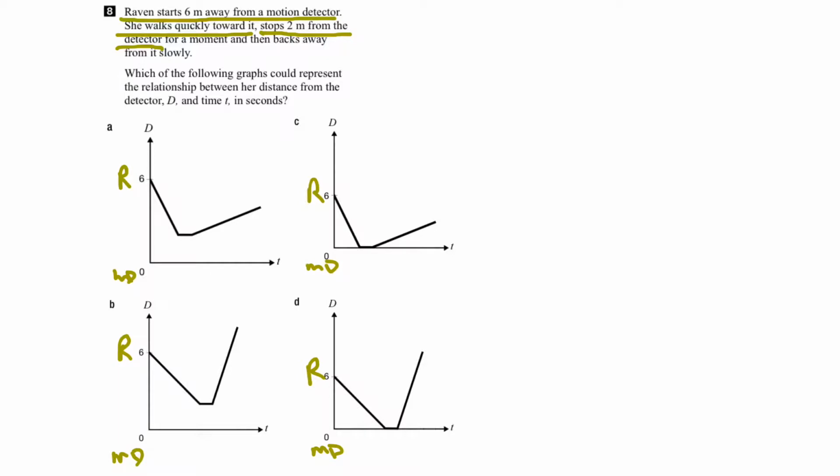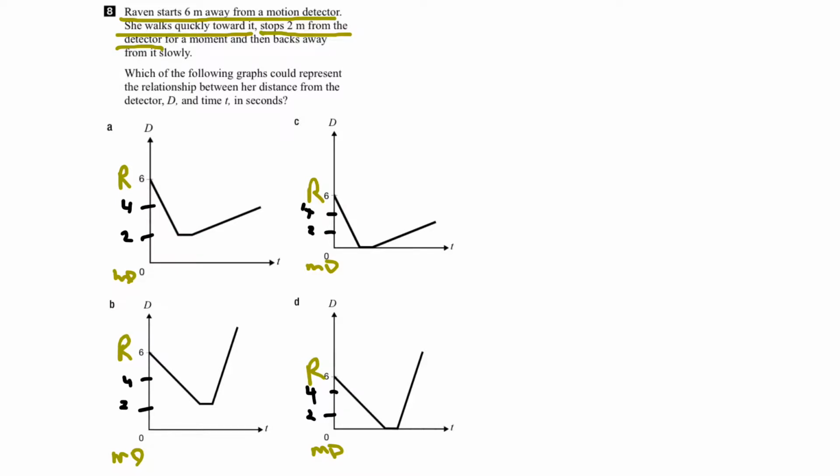Okay, so on our distance axis, let's put in there's 2 meters away, there's 4 meters away, etc. Now let's look at the graph. So let's look at A. She starts 6 meters away, walks quickly towards it, and stops 2 meters away. And here we can see that this is true right here. She stops 2 meters away, which means over time, which is the horizontal axis, she's just going to sit there for a couple of seconds or so. So A is still in the running, is correct.